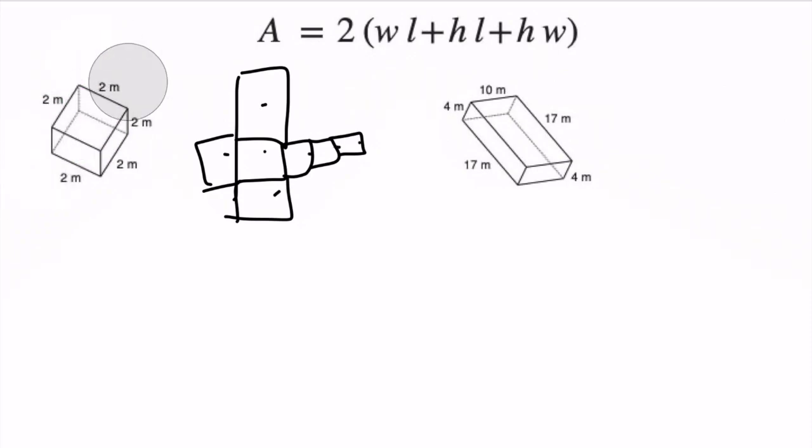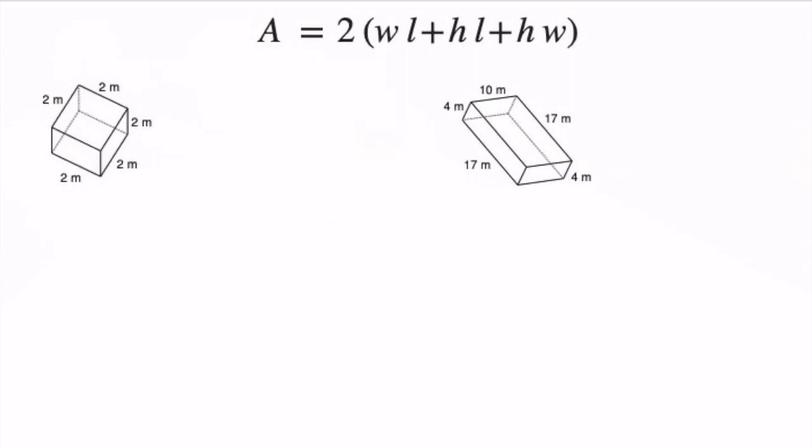So we have the formula up here: 2 times width times length plus height times length plus height times width. We have a lot of pieces with this. What's important is that we find the width, the length, and the height, and then plug them all into the formula. In this case, we have a width of 2, a length of 2, and a height of 2. This is actually a cube, it's all squares.